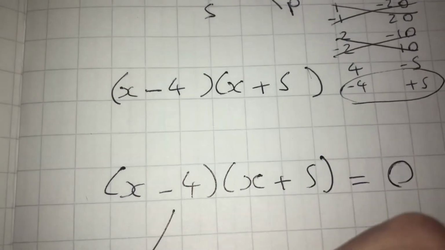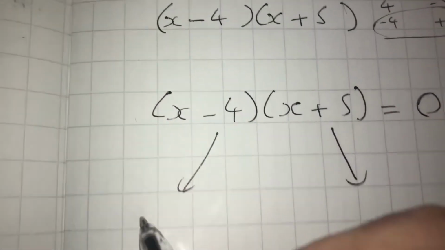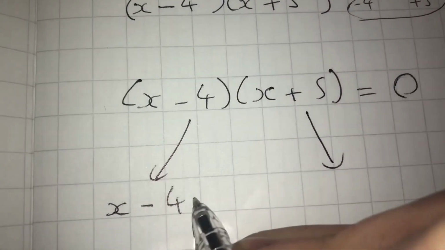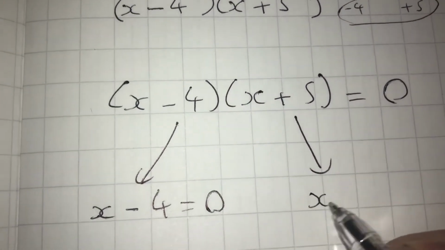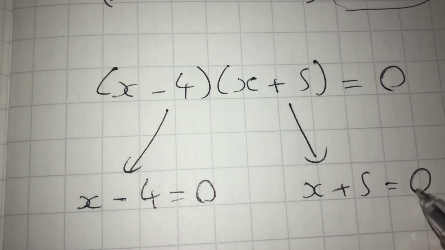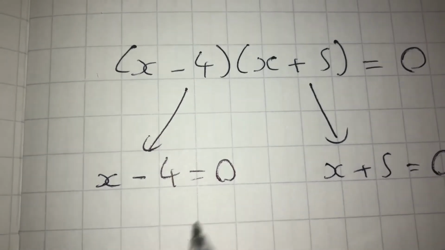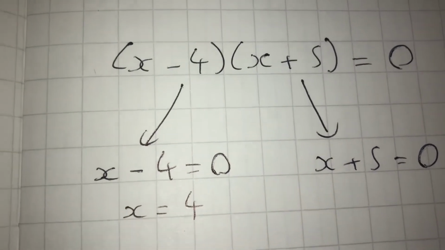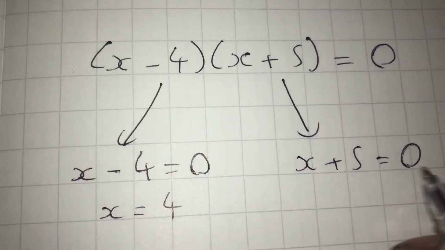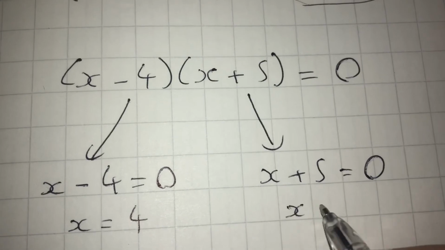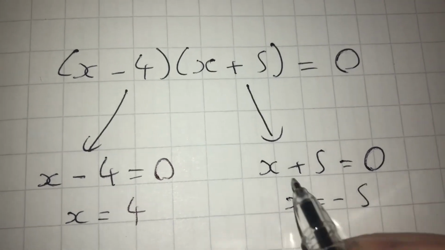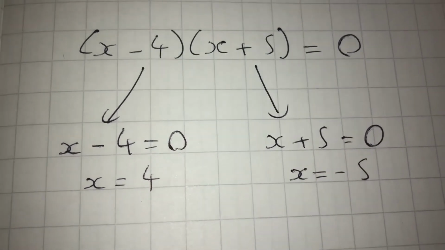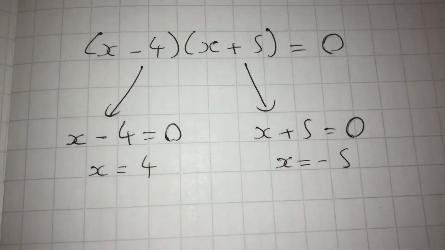And now again, I just make each bracket individually equal to 0. So x minus 4 equals 0, x plus 5 equals 0. If x minus 4 equals 0, x must be 4, because 4 take away 4 would give me 0. If x plus 5 equals 0, x must be equal to minus 5, because minus 5 plus 5 would give me 0. So in this case, my answers are 4 or minus 5.